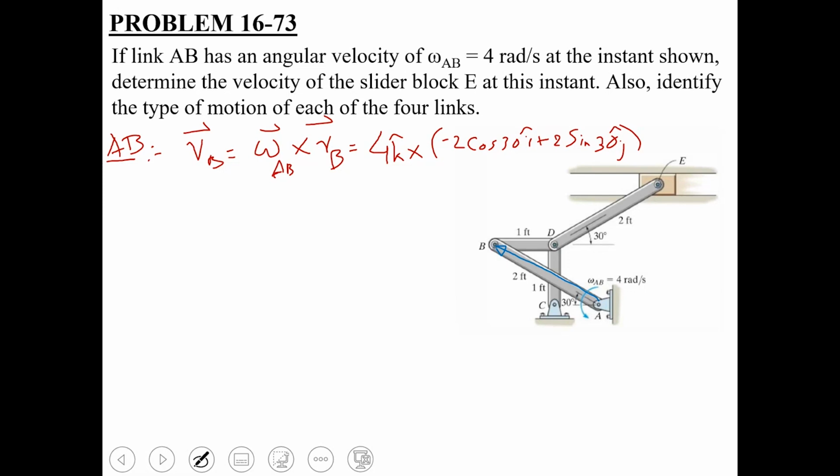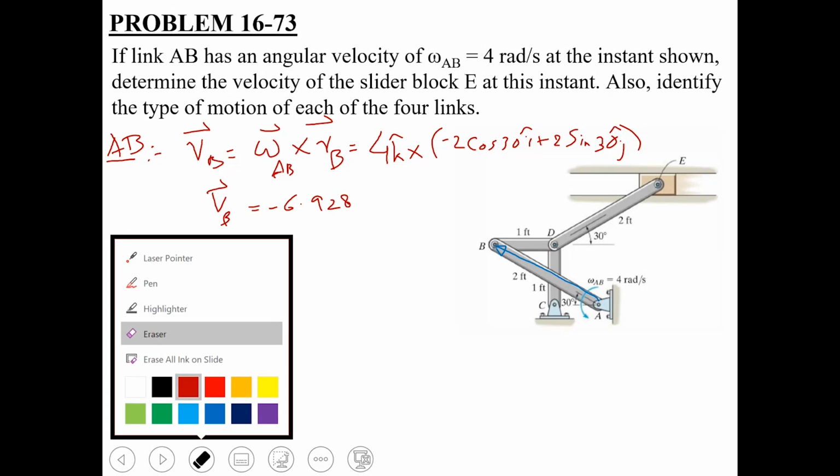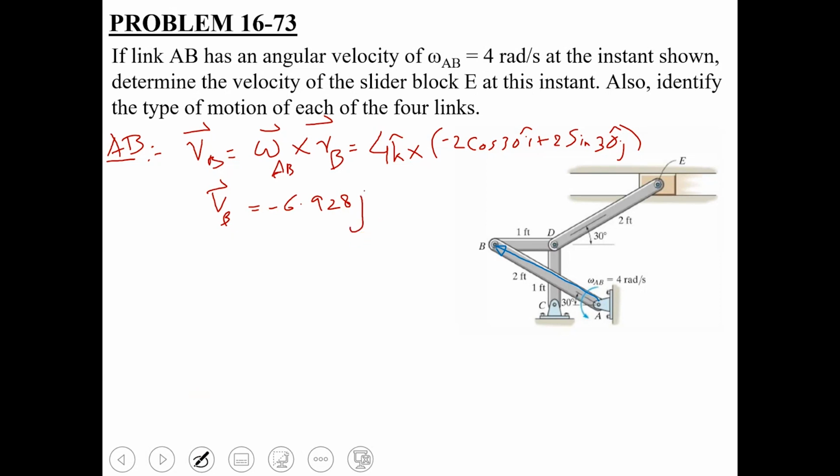So once you take this cross product, the velocity VB comes out to be -6.928 J minus 4I. This is the velocity of point B, and the units here are feet per second. So VB comes out to be -6.928 J minus 4I.